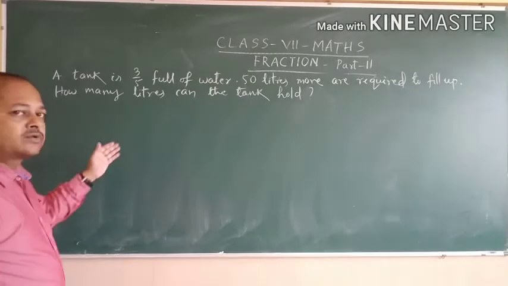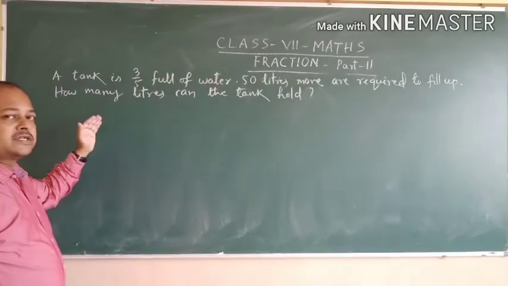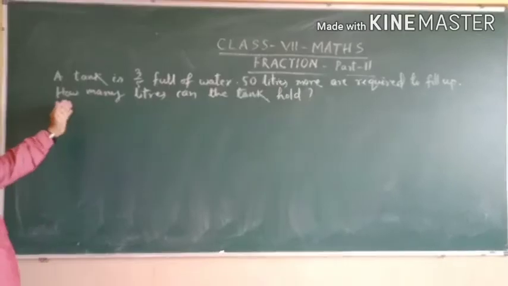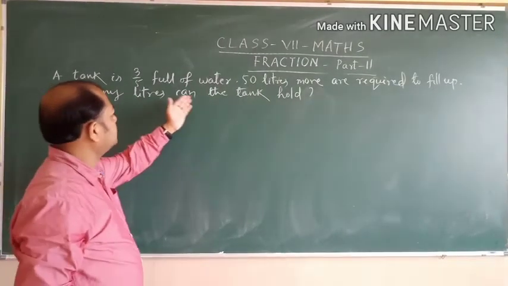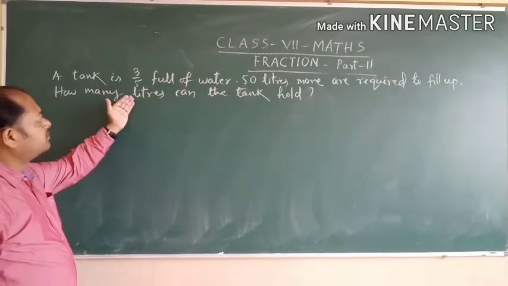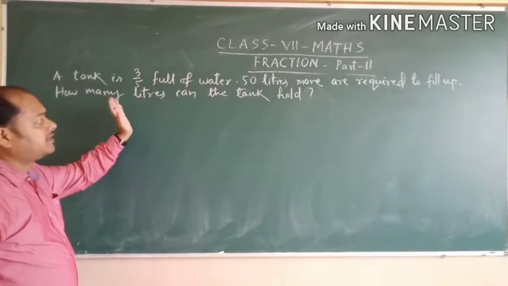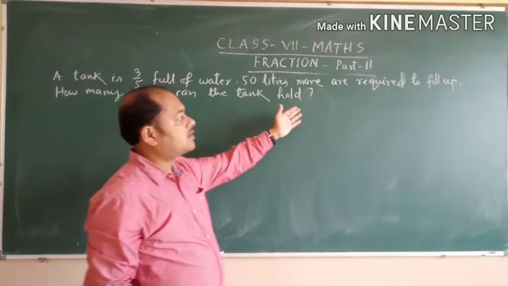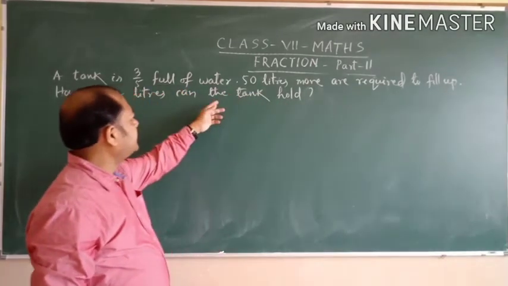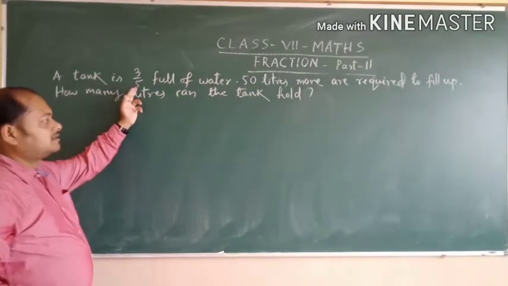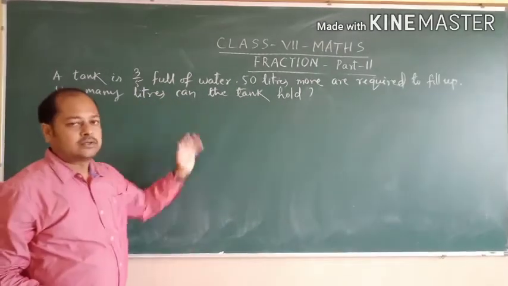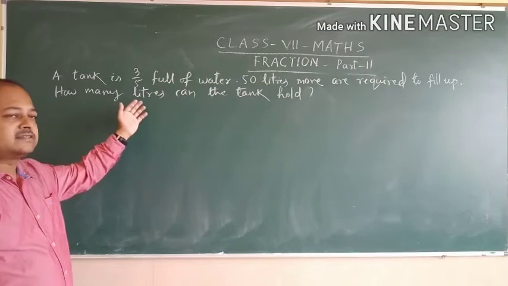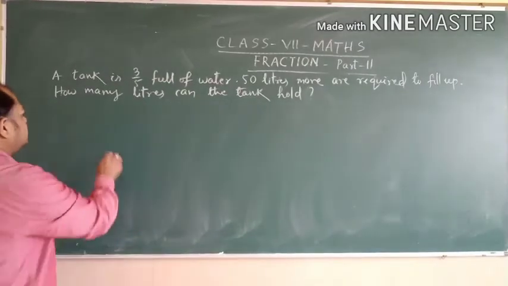Now let's solve one more question of the word problem so that your doubts will be cleared. The question says that a tank is 3 upon 5 full of water. So the 3 by 5 portion of the water tank is filled. 50 liters more are required to fill it up. Means when we add 50 liters to this part, the tank will be full. And it is asking how many liters the tank can hold. So let's take the amount as x.